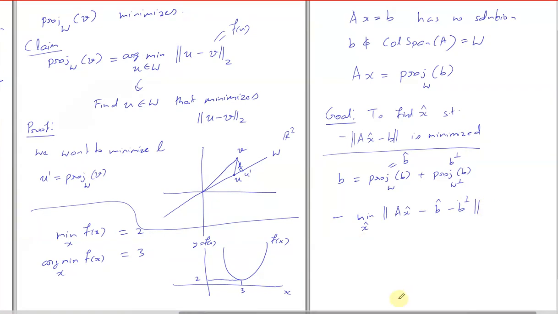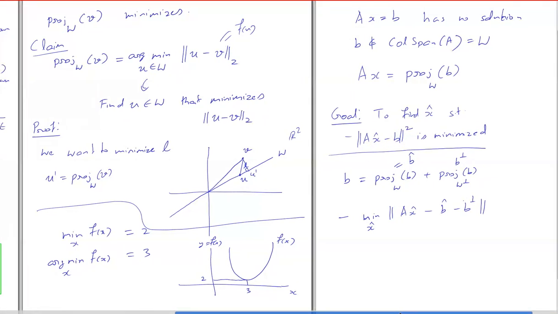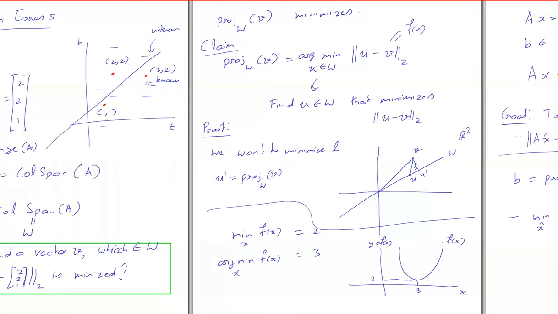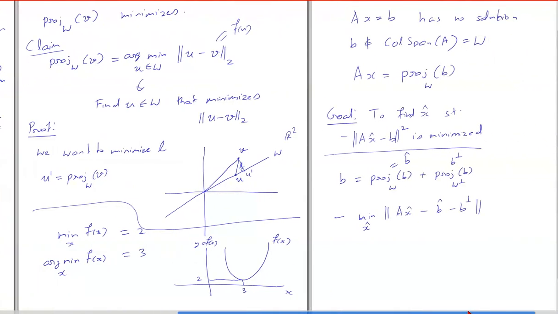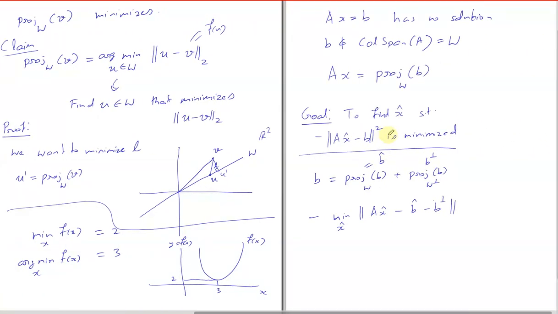Instead of minimizing this, we will actually be minimizing the square of this. Minimizing this is also equal to minimizing the square of this. Just a small change. So we'll be finding x hat.